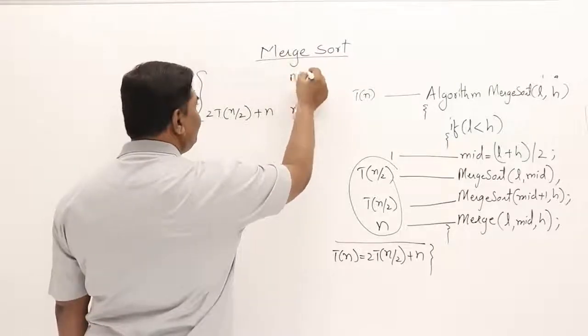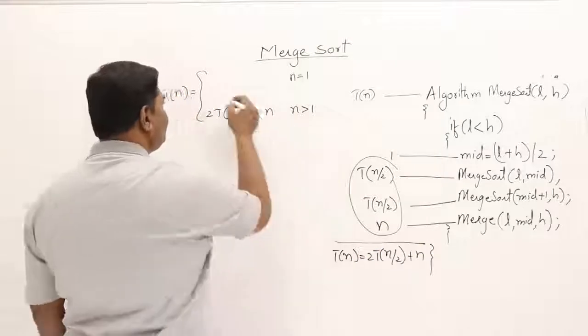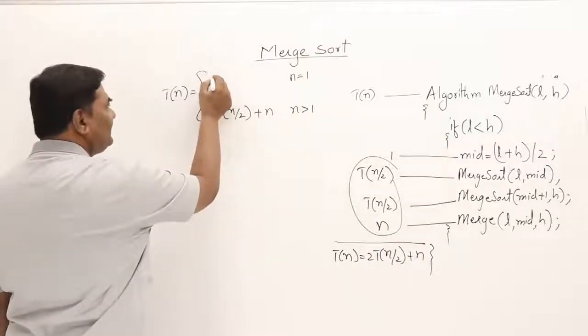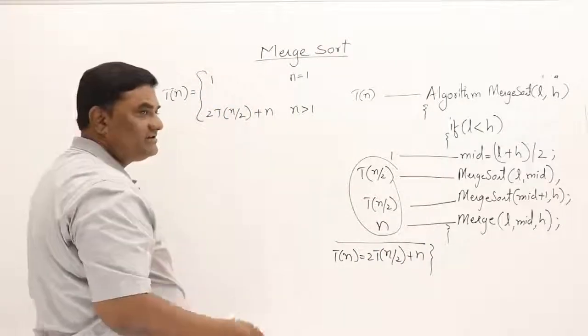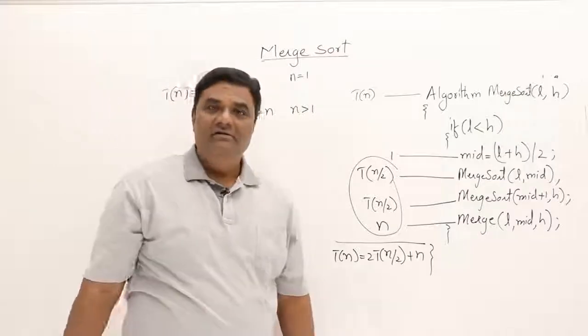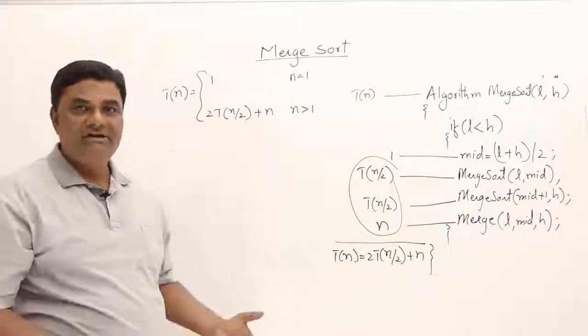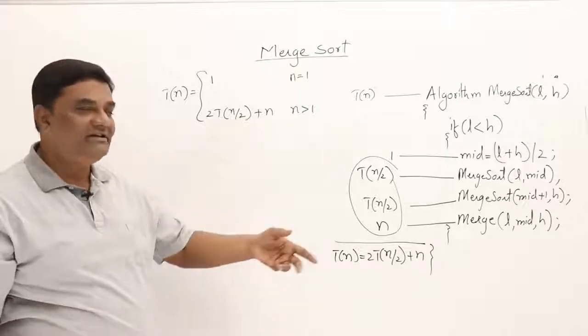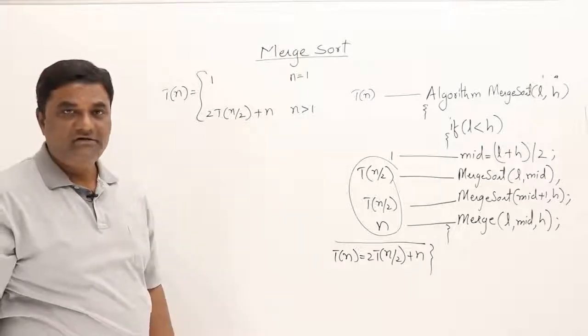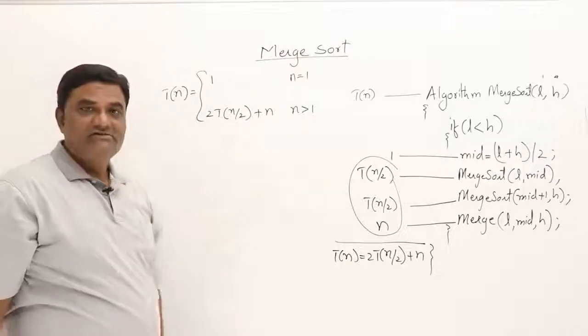What it is doing when n is equal to 1, it's not doing anything. So we don't write 0, we can write 1 or some constant. Some constant means 1, 10, anything you write. It's not doing anything, so better write 1. This is the recurrence relation.